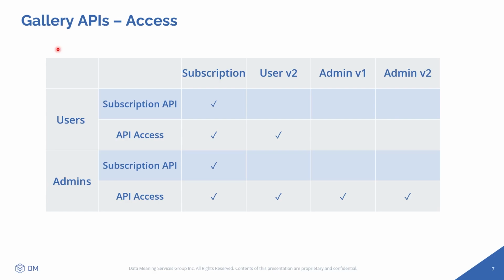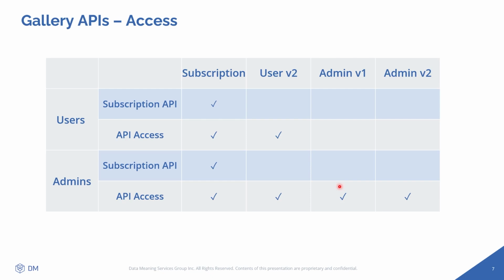So let's first talk about the access. As you can see, you have two groups of endpoints, one for users, meaning end users or developers, artisans, and one for admins or curators. For both of them, you have two different kinds of APIs: the subscription API and API access, and you have 4 different groups of endpoints. For each of the APIs, you have here the access that you can have. And of course, if you are admin and you have API access, you have access to all the endpoints.